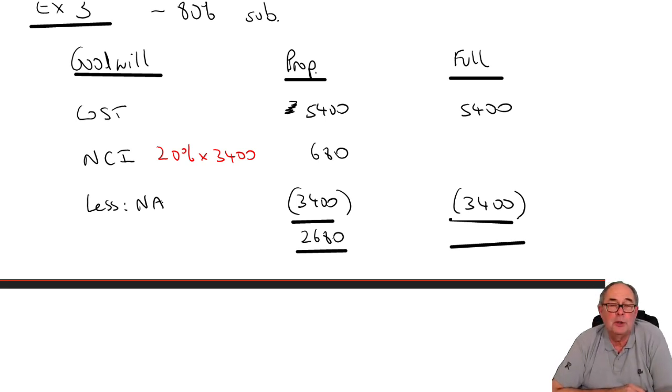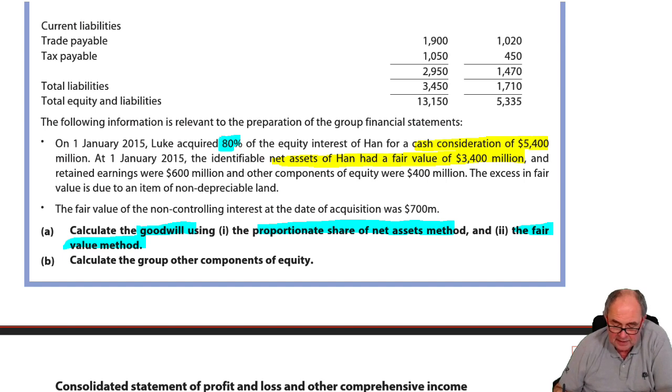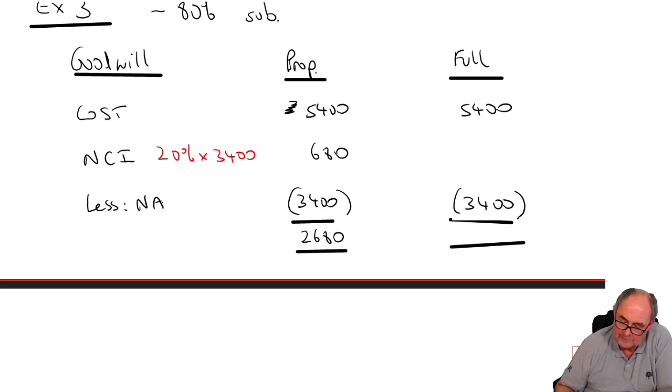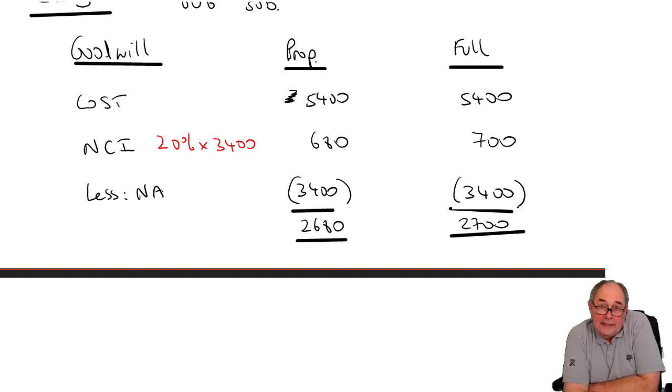If you use full goodwill, the fair value of the NCI will be given in the question, or at least I'll indicate how to get there. There it is, just highlighting in yellow, the fair value of the NCI acquisition, 700. So the goodwill comes out slightly higher at 2,700. In theory, what does it mean? You can see there's a difference of 20. Well, the 20 is the amount of goodwill that relates to the NCI.